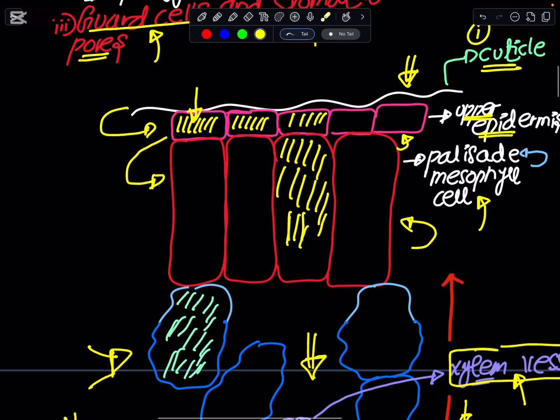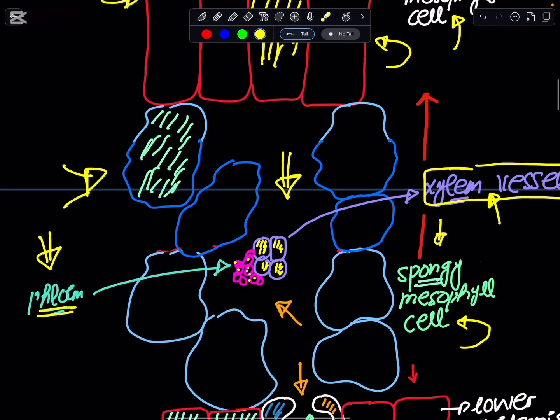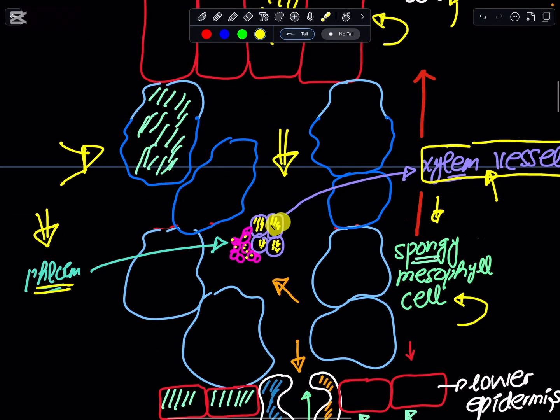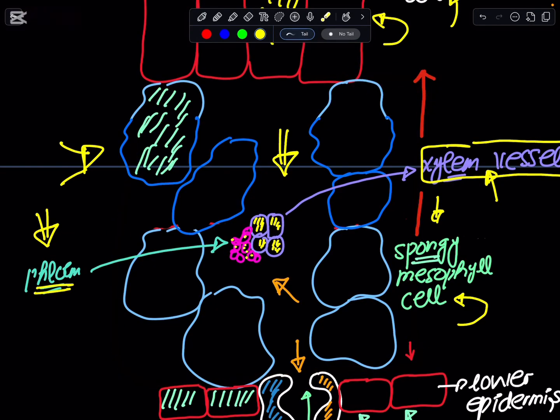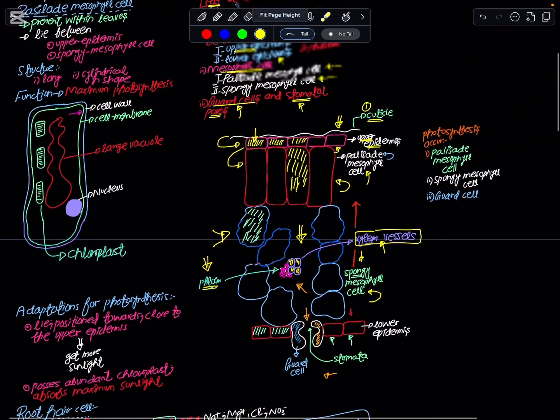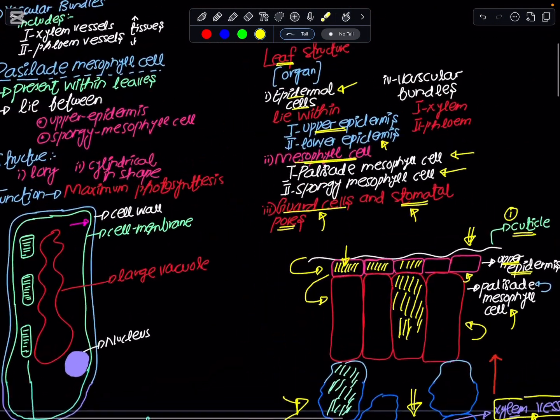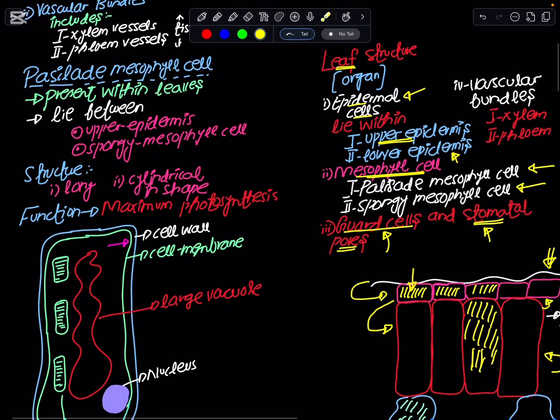From the paper point of view, we have to relate the function of the palisade mesophyll cells to their maximum photosynthesis. Then we have to see how these xylem vessels that we have in the spongy mesophyll layer are adapted to be conducting the water and the ions. And the last specialized cell we need to have a look at is the root hair cells. Now, let me take you quickly toward understanding how the structure of the palisade mesophyll cell is adapted to be doing maximum photosynthesis.